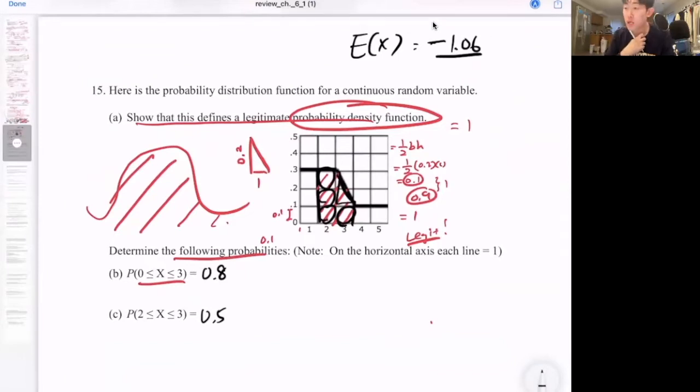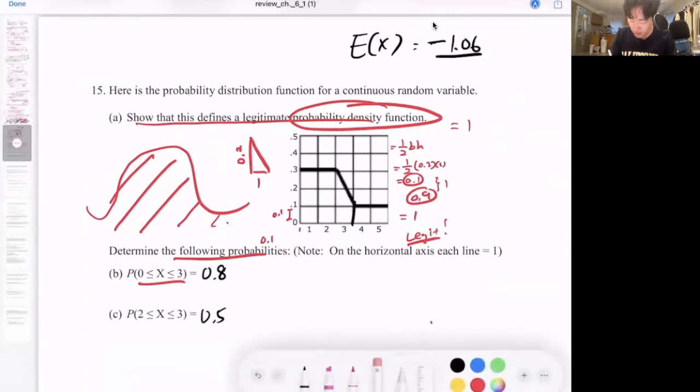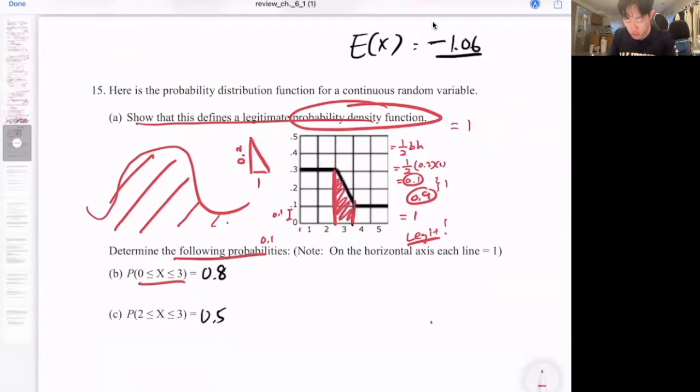Oh, so let's see. It seems like for part C, I made a little mistake here. The question asks to find the area under the curve from 2 to 3. I believe you're supposed to find the area between here and there, so 2 ends here, 0 ends, 1 ends.